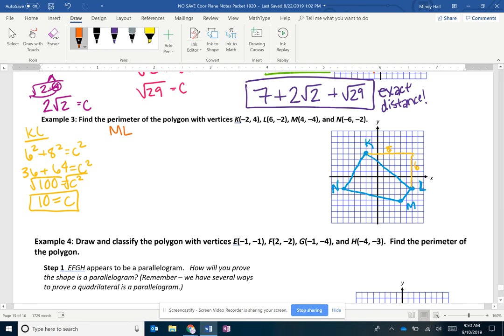Yay! So then we're going to do it again, except now we're going to do ML. So with ML, that is a 2 by 2 right triangle. So I would have 2 squared plus 2 squared equals c squared. That gives me 4 plus 4.